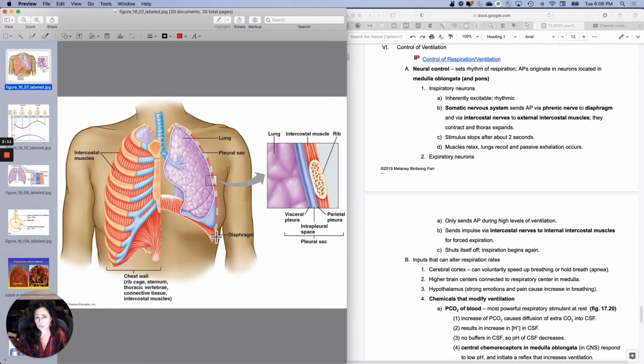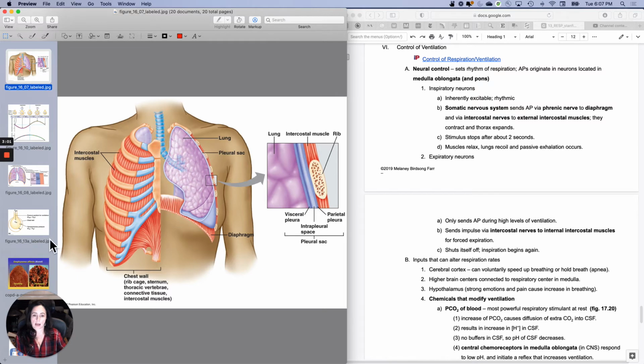Now, expiratory neurons don't fire all the time because expiration is mostly a passive recoil process: muscle relaxation and elastic recoil. They really only fire during high levels of ventilation, like when you're breathing a lot, or when you decide to make them do it, which is forced expiration. The impulse goes through the intercostal nerves to the internal intercostal muscles, which squish your ribs together, producing forced expiration. You could also be using your abdominal muscles as well. So inspiration goes out rhythmically, expiration goes out when necessary.